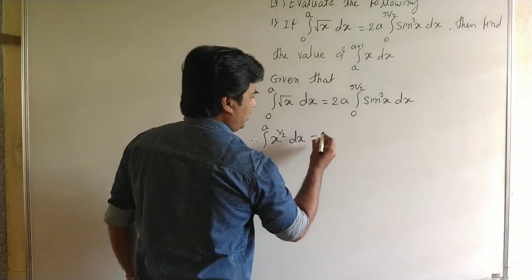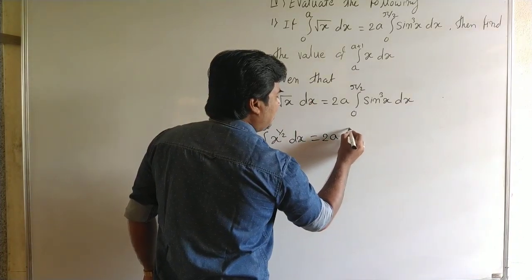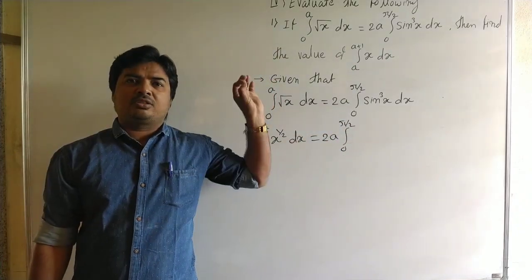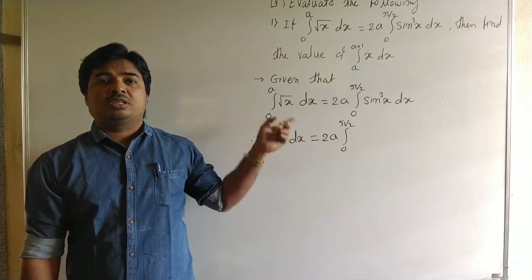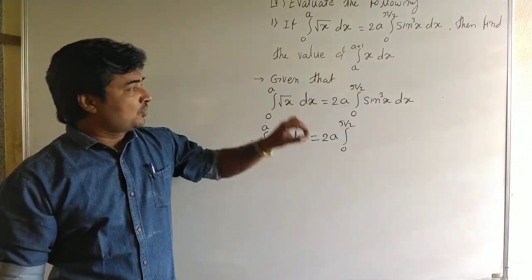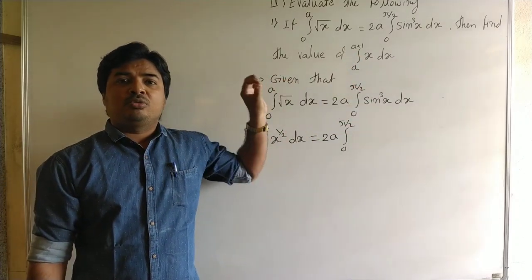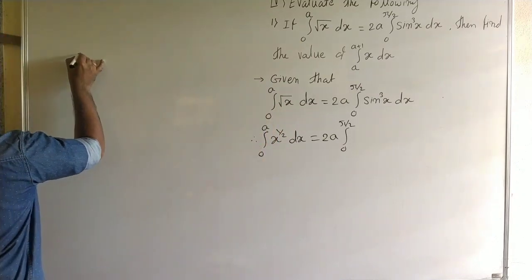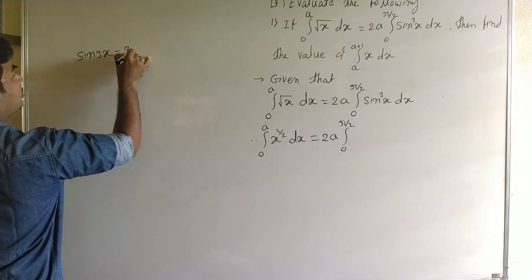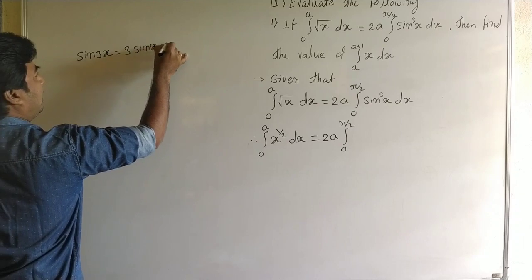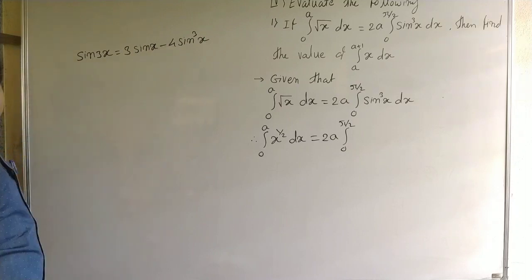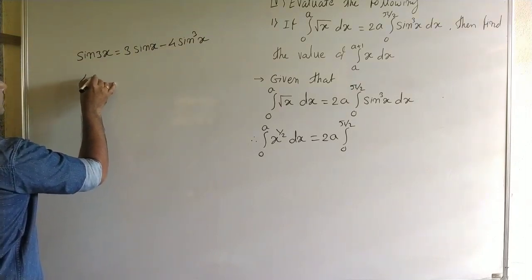Now here it is sine cube x. To find the integral of sine square x, cos square x, tan square x, cot square x, sine cube x or cos cube x, we use the trigonometric formula of this term. For sine cube x, we use the formula of sine 3 theta. See carefully, here we can write sine 3x is equal to 3 sine x minus 4 sine cube x. It is the formula for sine 3x.